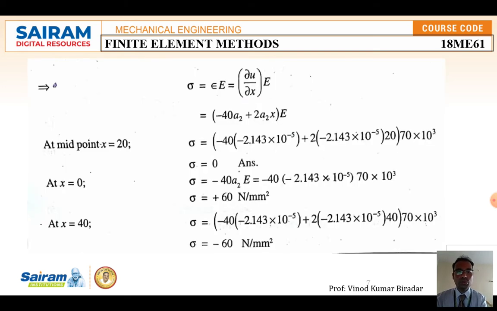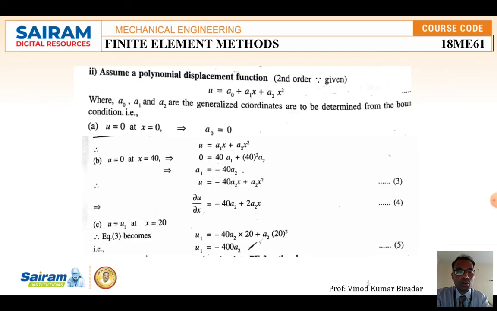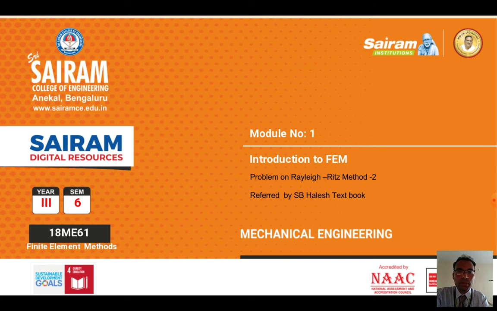Like this you have to solve the numerical problems on the Rayleigh-Ritz method. I hope you understand this. Nothing difficult is there in this problem. The first step is to analyze the diagram. You have to see which type of bar or beam is given. Then you have to formulate the potential energy function by calculating the strain energy and work potential. Substitute those equations, then apply the boundary conditions, and then you are going to get the potential energy function equation.